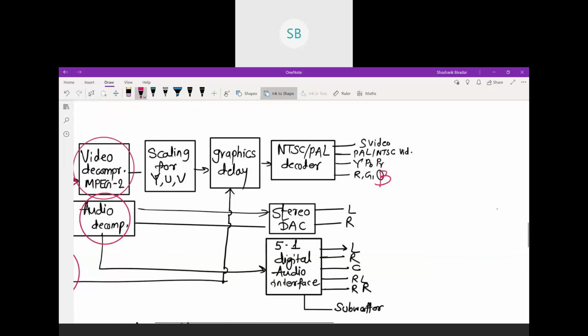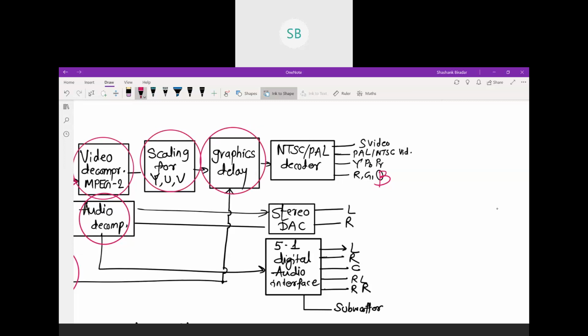After this, video decompression. First we compressed the data, now we are decompressing the data: inverse MPEG2, then scaling the YUV parameters. Then there is a graphics delay, so as to sync the video with the sound. Finally the signal is given to the NTSC or PAL decoder, through which we can get outputs like S-video, PAL NTSC video, YPbPr video, or simply RGB video.